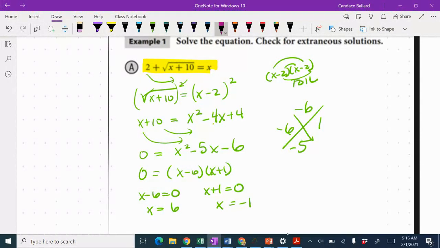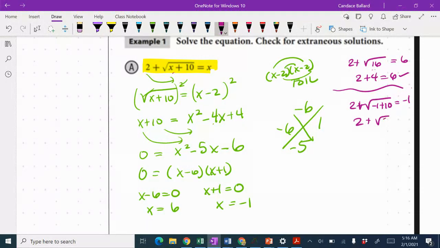So when I put a 6 in here, I would have 2 plus the square root of 6 plus 10, which is 16, equals 6. And as long as I'm getting a decent number, but let's just double check it. So square root of 16 is 4. That's a true statement. Okay. Now I'm going to put in the -1. So I get 2 plus square root of -1 plus 10 equals -1. 2 plus square root of 9 equals -1. Square root of 9 is 3. Ooh, check that out. It did not equal because it was equaling a negative number. So the negative number was extraneous, just like we saw in the explore exercise.